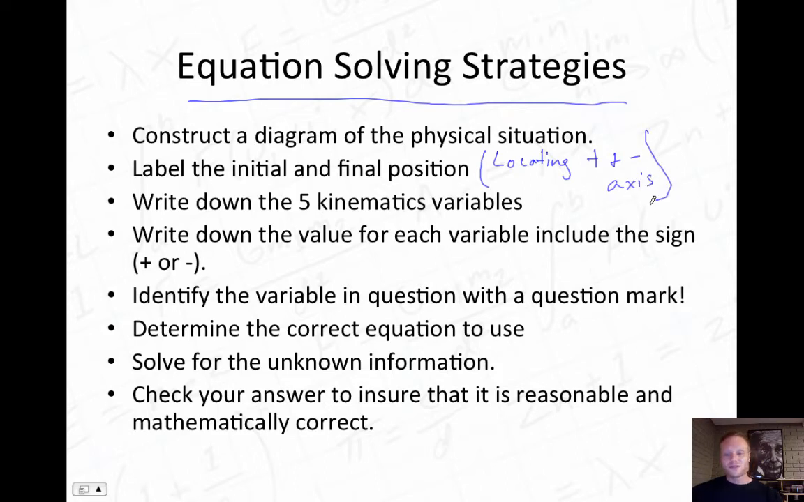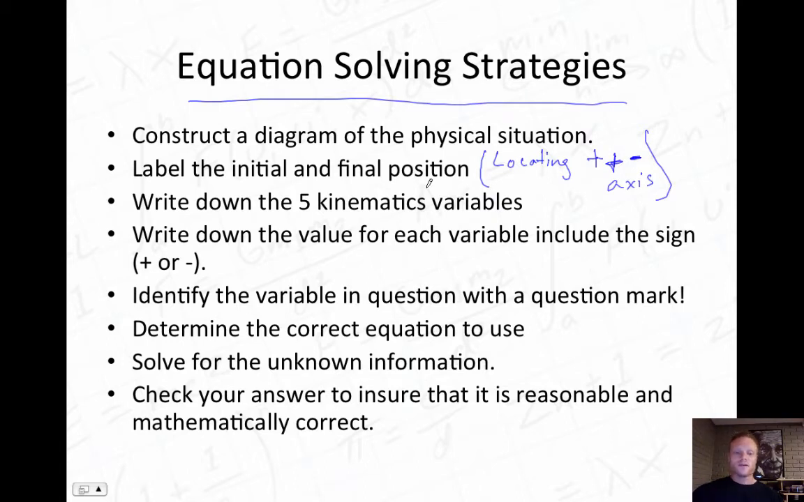One of the places students make mistakes is just forgetting signs. Putting the signs down is really big, which actually is a step later on. Then you write down the 5 kinematics variables, which was mentioned, I believe, 2 slides ago. So the 5 kinematics variables, again, are v final, or the velocity final, the initial velocity, or v sub i, time, acceleration, and displacement. Those are the 5. I just recommend writing those down right underneath your picture.